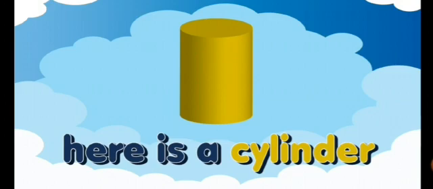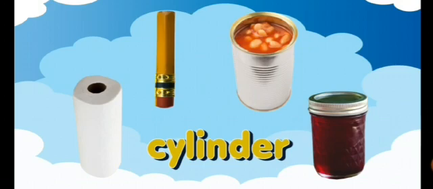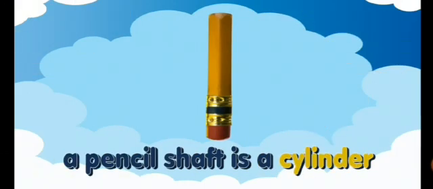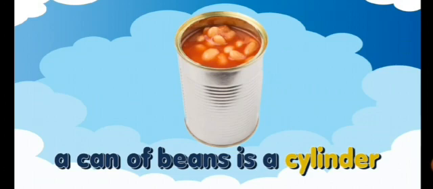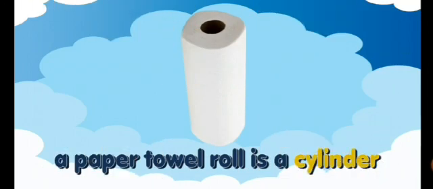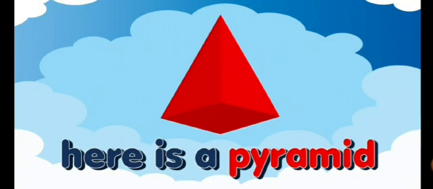Now we will see examples of a cylinder. A cylinder has this shape. All the things here are of this shape. A pencil shaft is a cylinder. A can of beans is a cylinder. A paper towel is a cylinder. Then a jar of jelly is a cylinder.